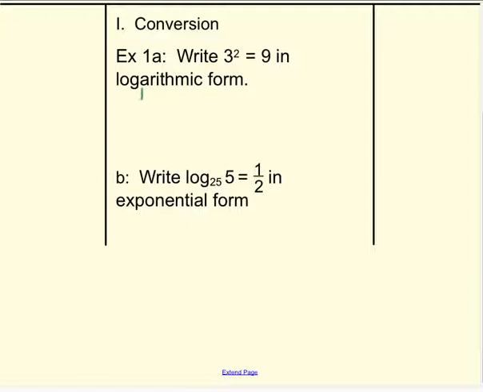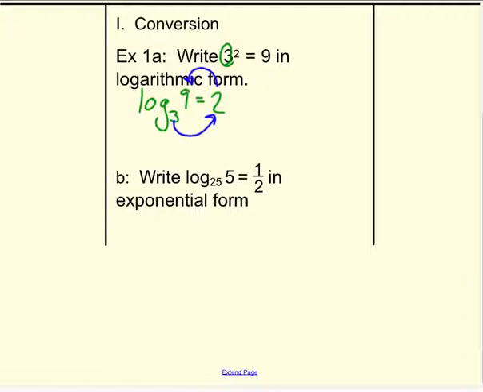So the first thing that you do when you put it into log form is the base of the exponential becomes the base of the log, and then the exponent and the answer kind of flip places. So log base 3 of 9 equals the exponent, or 2. And as I mentioned, you can always check yourself with that curly law. 3 to the second power equals 9.